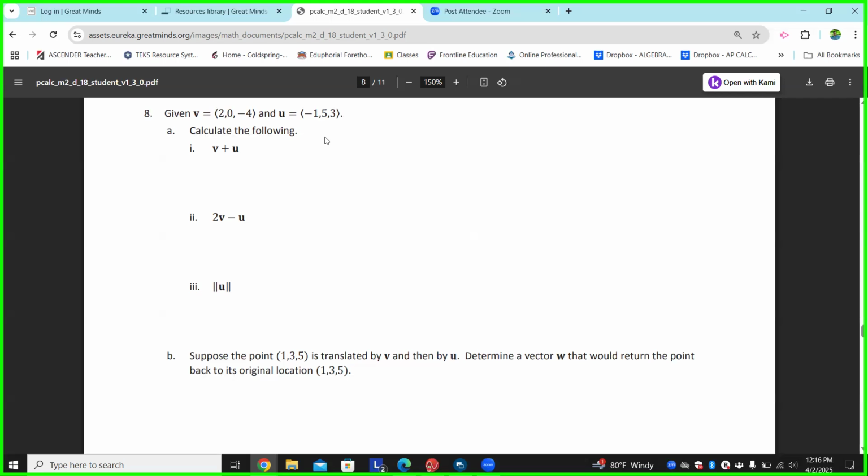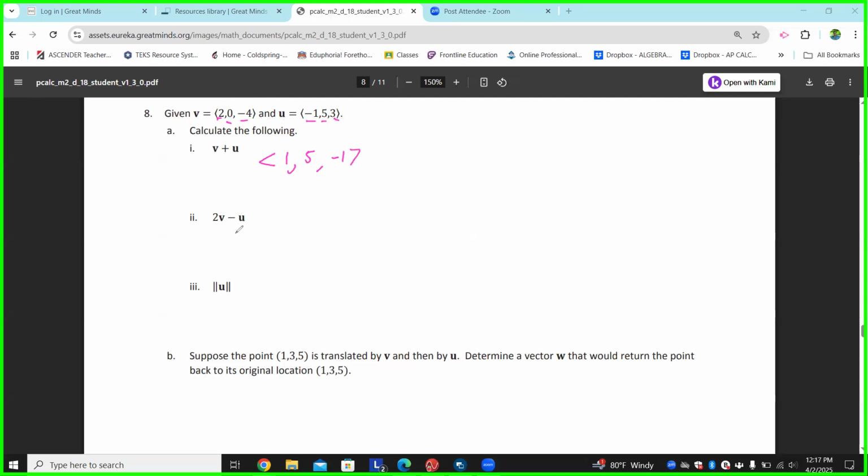Good? All right. So V plus U, again, you're just adding the corresponding values. So you should have gotten 2 plus -1, which gives you 1. 0 plus 5, which gives you 5. -4 plus 3, which gives you -1. Perfect. Any questions on that? All right.